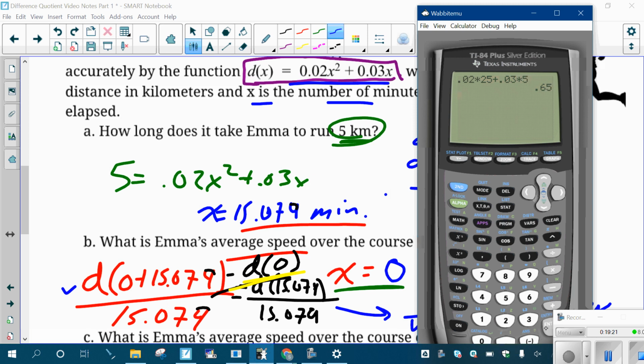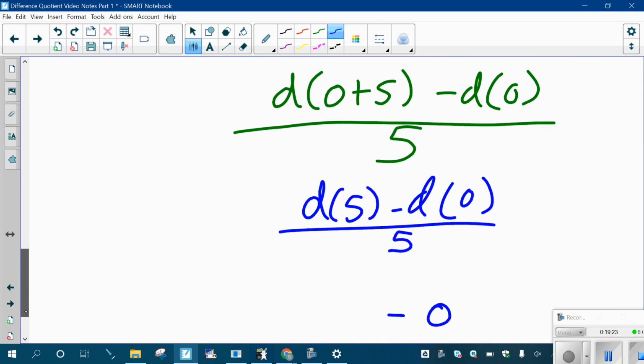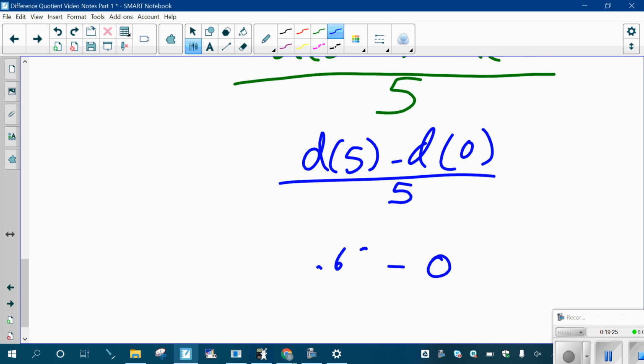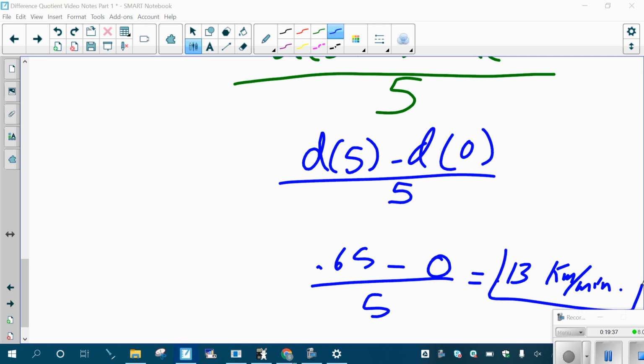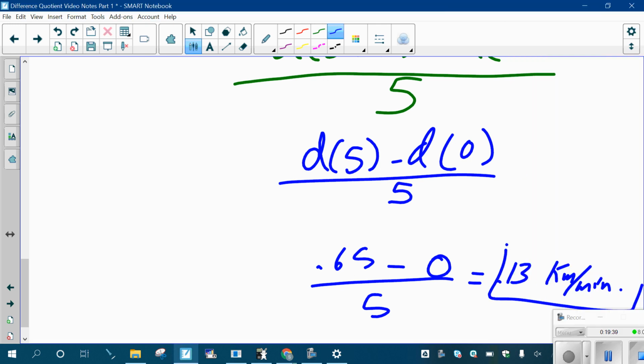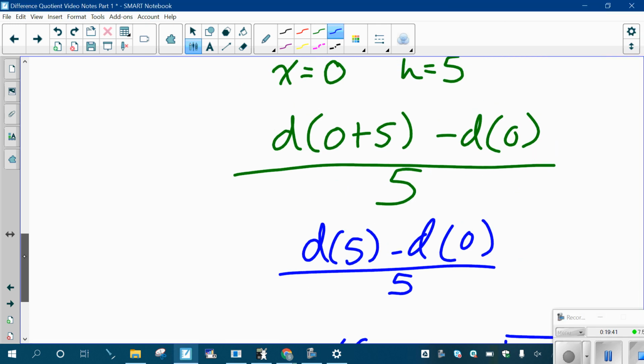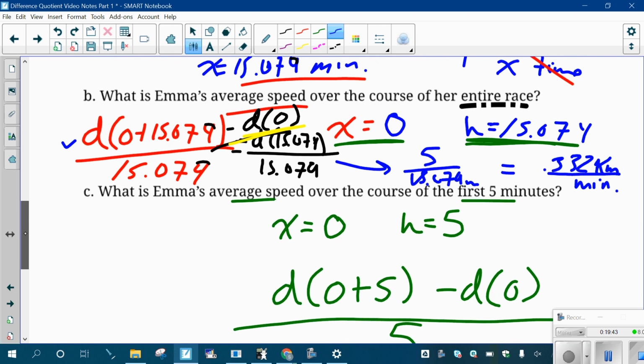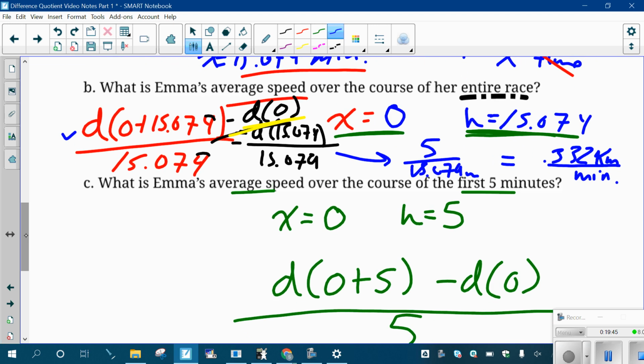Okay, 0.65. Type in my calculator, 0.65 divided by 5 is 0.13 kilometers per minute. Okay, so that was her average speed for the first 5 minutes of the race, using this difference quotient.